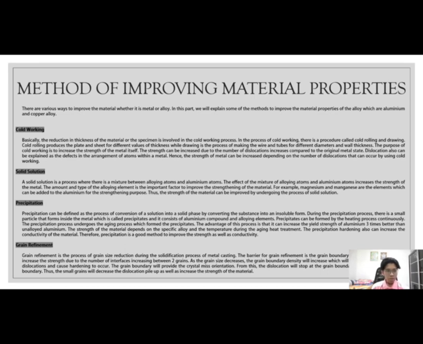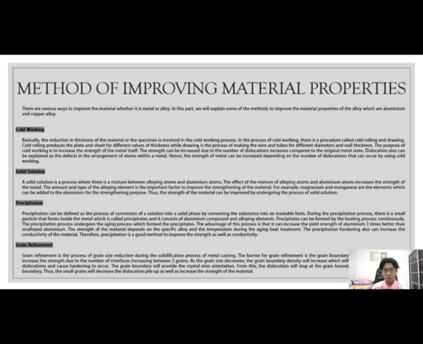Besides, there is precipitation, which can be defined as the process of conversion of a solution into a solid phase by converting the substance into an insoluble form. During the precipitation process, small particles form inside the metal, called precipitates, which act as the barrier for the precipitation, and consist of an aluminum compound and alloying elements. Precipitates can be formed by a continuous heating process. The precipitation process undergoes the aging process which forms the precipitates.